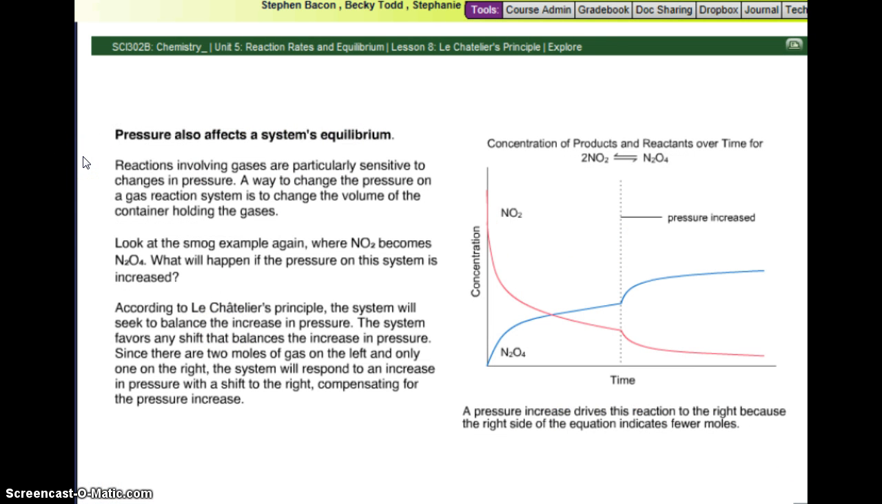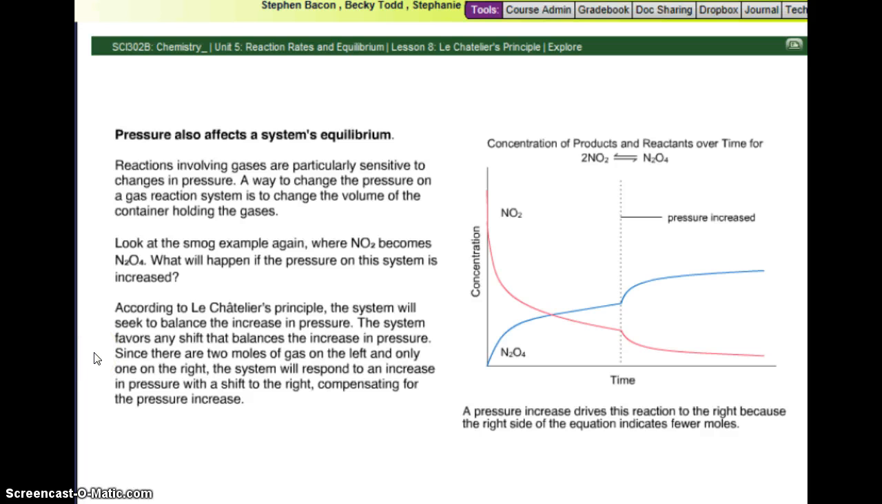Pressure also affects a system's equilibrium. Reactions involving gases are particularly sensitive to changes in pressure. A way to change the pressure on a gas reaction system is to change the volume of the container holding the gases. Look at the smog example, where NO2 becomes N2O4. What will happen if the pressure on the system is increased? According to Le Chatelier's principle, the system will seek to balance the increase in pressure. The system favors any shift that balances the increase in pressure.